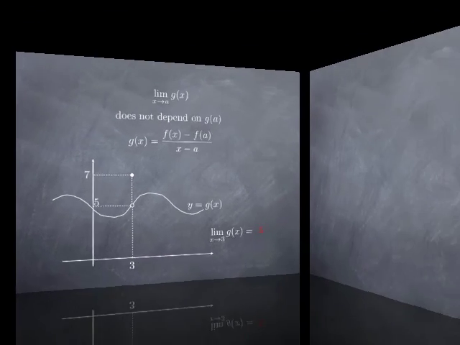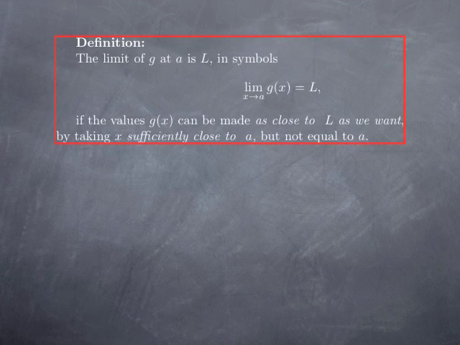More formally, the definition of the limit of a function g at a point a is the value L, if any, that has the property that the values g of x can be made as close to L as we want by taking x sufficiently close to a, but not equal to a. So what does that really mean?